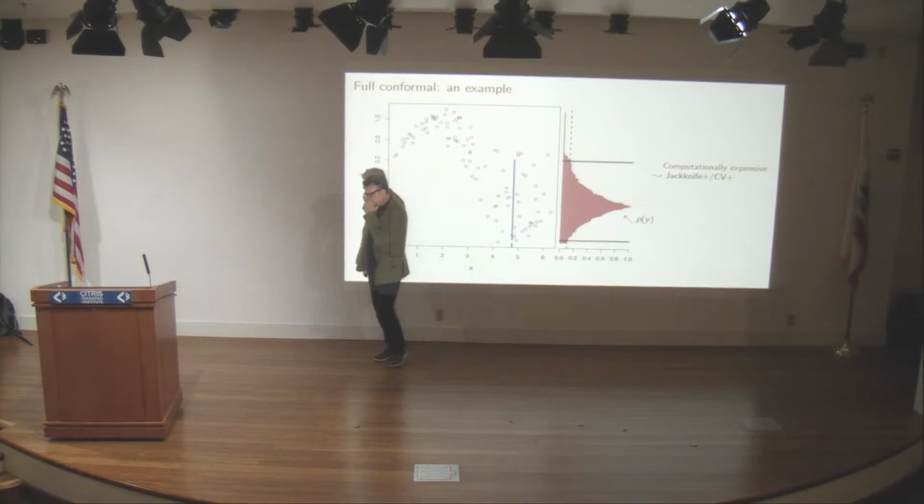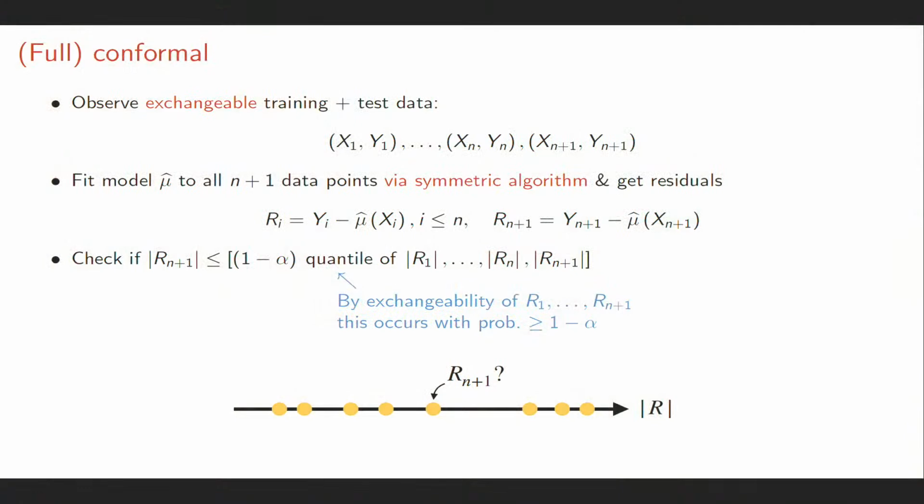So if I were to try to put this picture in math, it's very, very simple. Now that we've seen how it operates, we observe exchangeable data and test data. Imagine that I could actually observe the test label y_{n+1}. Of course, I cannot. But suppose I could. Then we fit a model mu hat to all n+1 data points via a symmetric algorithm. What I mean by a symmetric algorithm is that the order in which I give you the points does not influence the fit.